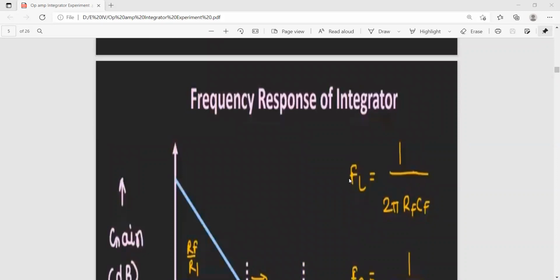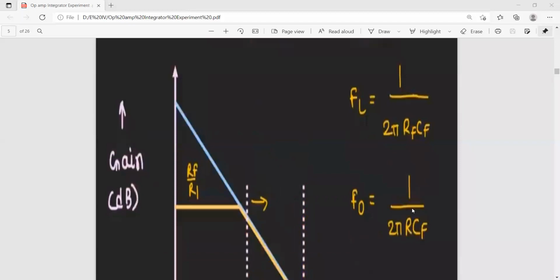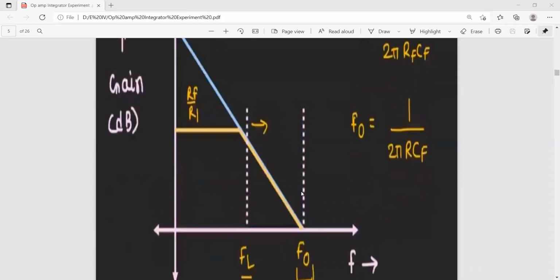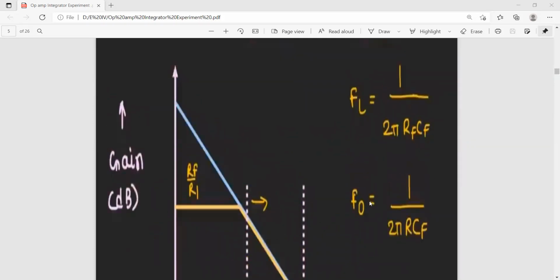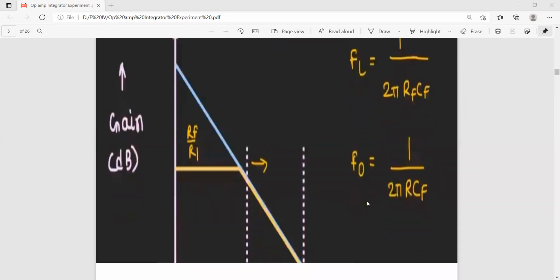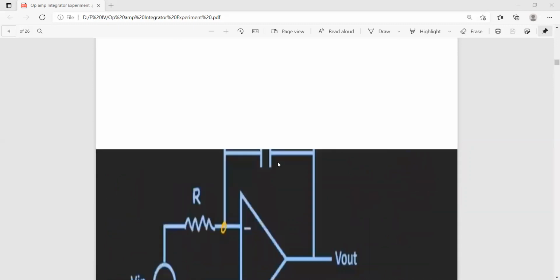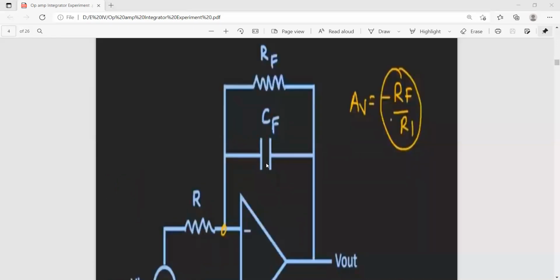By knowing these two values, we can find out this RF, how much resistance we want to connect. So that you have to identify. Now, for a particular frequency, almost the gain is 0. That is the almost zero gain frequency, that is F0. So F0 will be completely based on these two values, this R and CF.